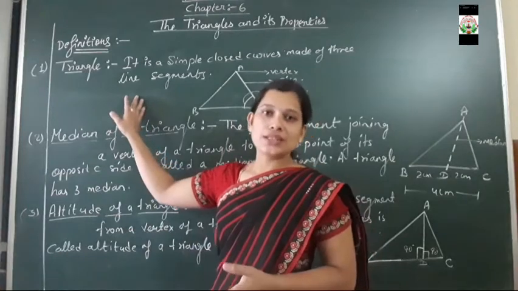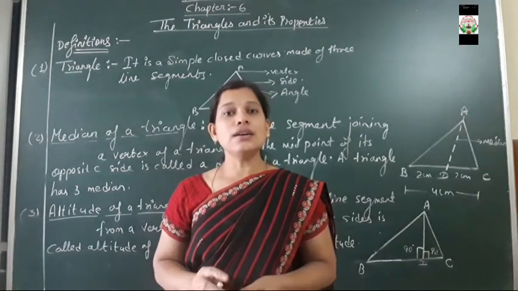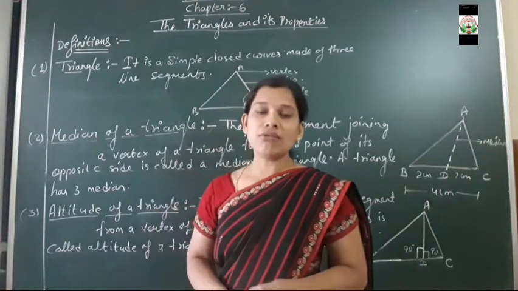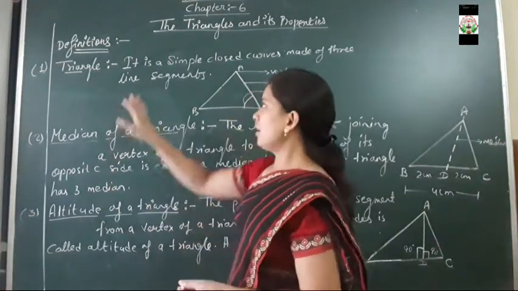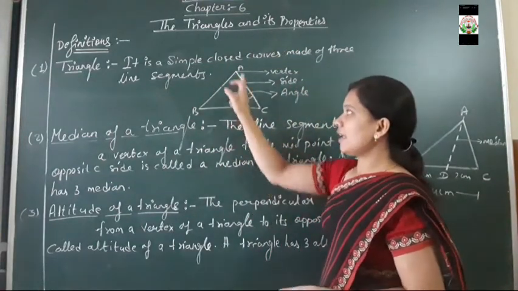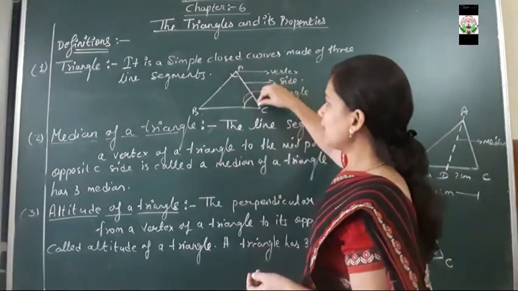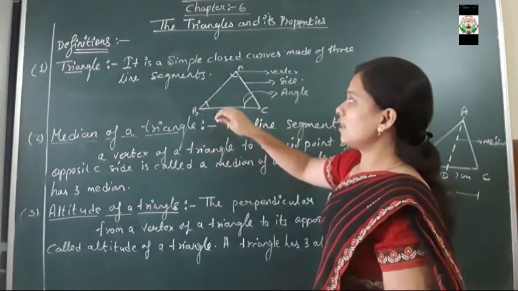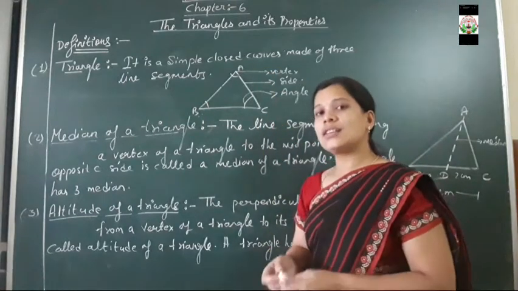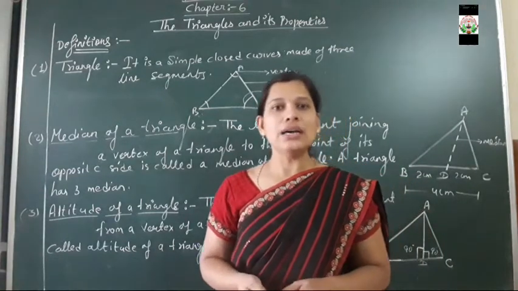Triangle definition: you people are studying from class 4-5, so we are just revising what a triangle is. It is a simple closed figure made up of 3 line segments. It has 3 vertices, 3 sides and 3 angles. A, B, C are the vertices, the 3 angles are angle A, angle B, angle C, and the 3 sides are AB, BC and CA. These are the 3 sides, 3 angles and 3 vertices of a triangle. So what is a triangle? A triangle is a simple closed curve made up of line segments.